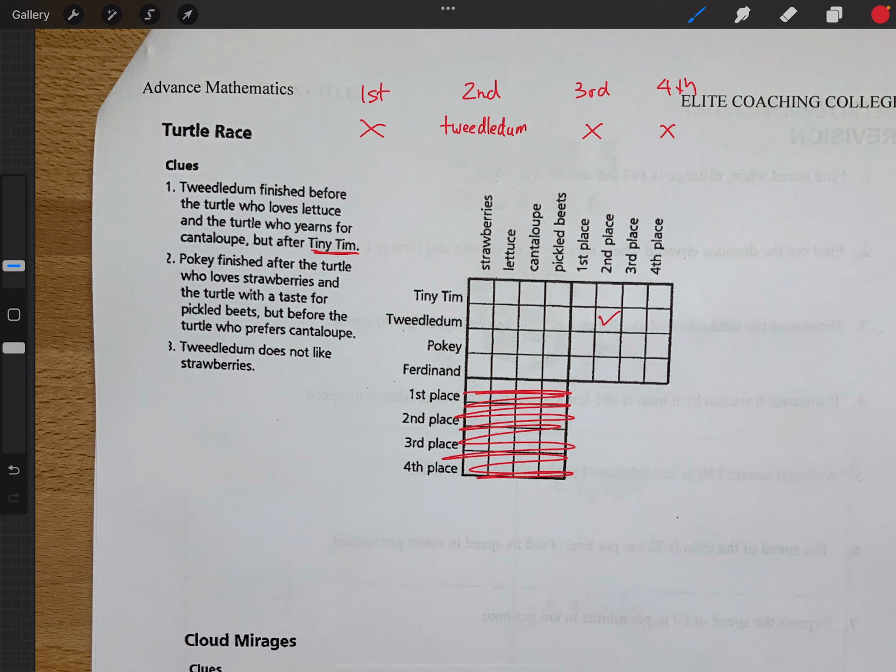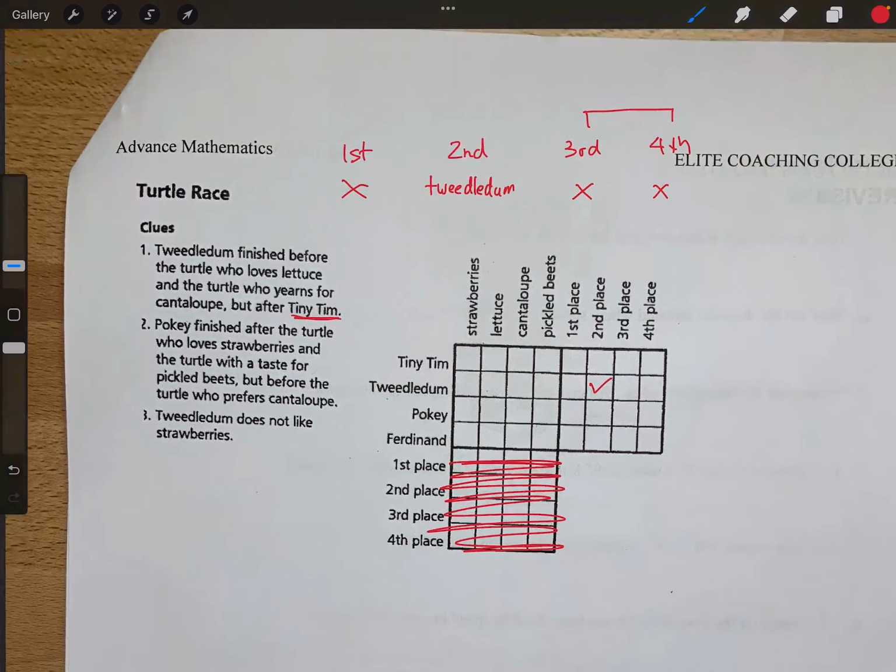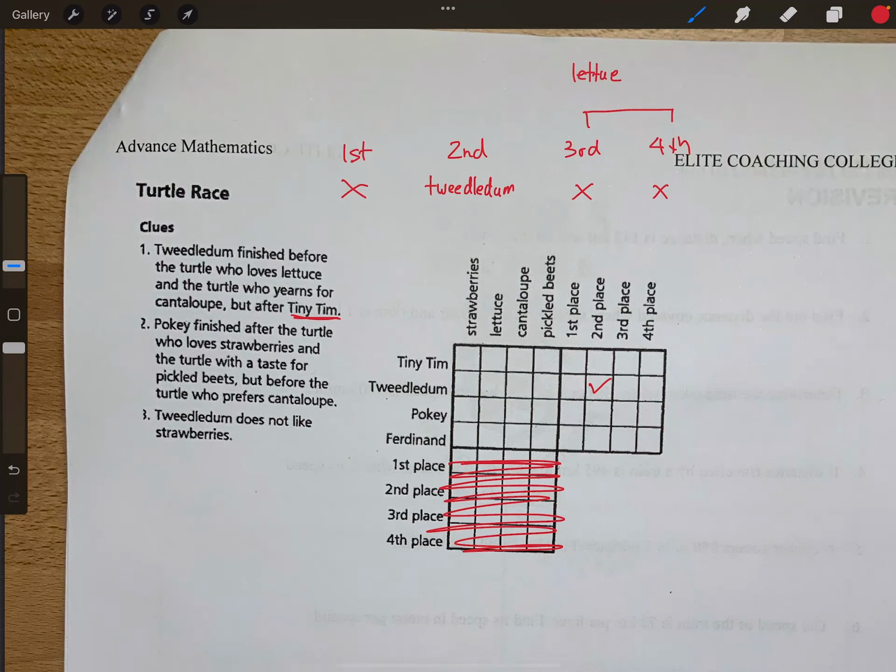And we also know that it says before the turtle who loves lettuce. That means that one of these turtles here, 3rd or 4th place, loves lettuce. One of them loves lettuce. Okay. And a turtle who yearns for cantaloupe. So one of these loves lettuce and the other loves cantaloupe.